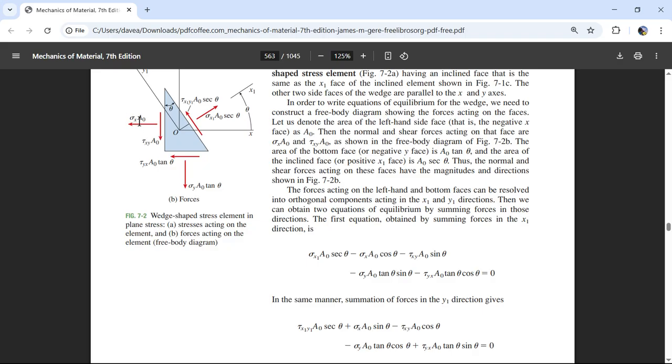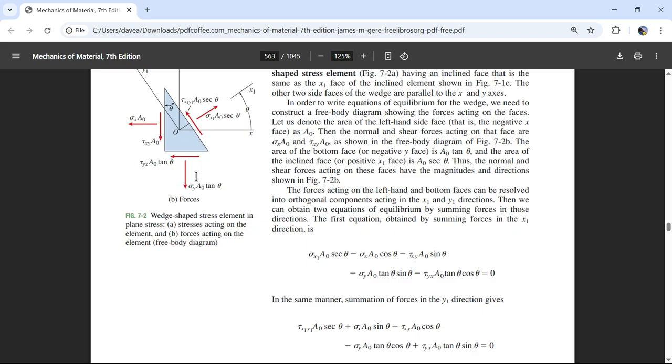Sigma x a naught sine theta. This one is vertical, so here are our vertical angles. I'm going to bow tie it this way, and we're going to do the cosine. So tau xy a naught cosine theta. And it's going to be negative, sorry I didn't catch that, but yeah, negative direction. And so that's what we have right here.